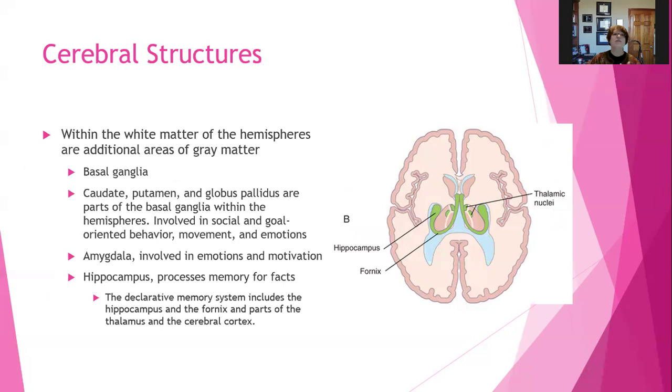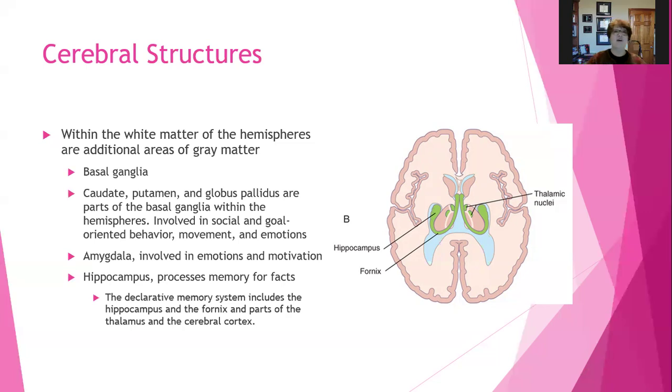The white matter of the hemispheres is all over the place because the information has to travel. But there are some additional areas of gray matter, and they tend to be towards the center of the brain. They're not on the cerebral cortex. And the basal ganglia play a big part in movement, decision making, and cognitive function. I'm not going to list all the stuff about the basal ganglia. We'll talk about that later.